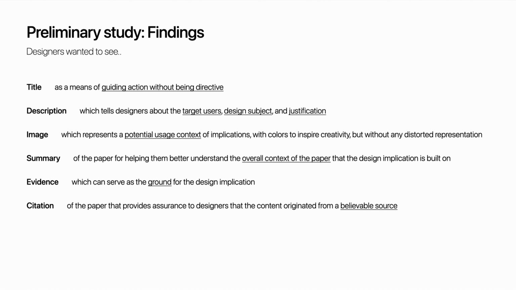So here's a summary of the findings. Designers wish to see the action from the title, which is not too directive to harm their creativity. They also wanted a description that outlines target users, design subject, and the rationale behind the implications. The image was expected to represent a potential use case of the implication in a colored, abstract format to minimize potential distortion of representation stemming from the hyper-realistic depiction. Lastly, they wish to see the summary, evidence, and citation of the paper for augmenting their understanding of the overall paper content and ensuring believability.